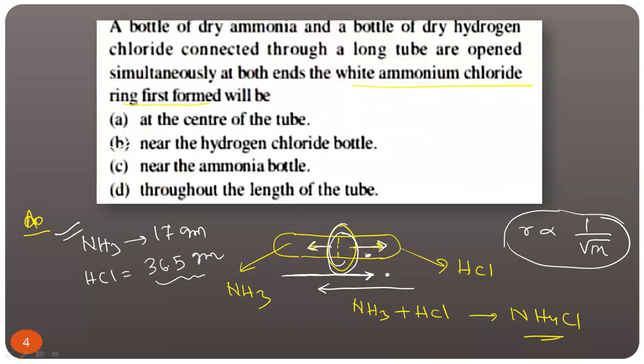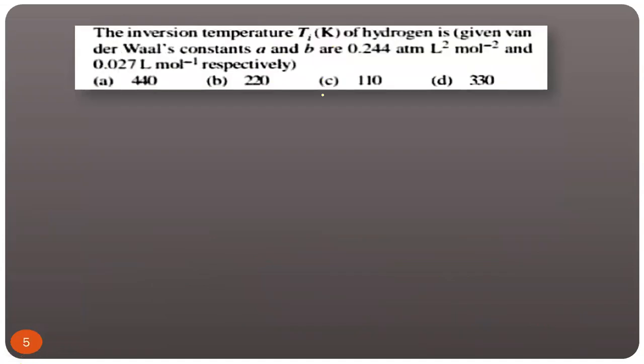क्या correct option होगा? Near the hydrogen chloride bottle. Is it clear? Because NH3 has more rate of diffusion. R of NH3 is more than R of HCl, so it will move here. So NH4Cl will form here, means near the hydrogen chloride bottle. Clear? Now let's move to the inversion temperature.